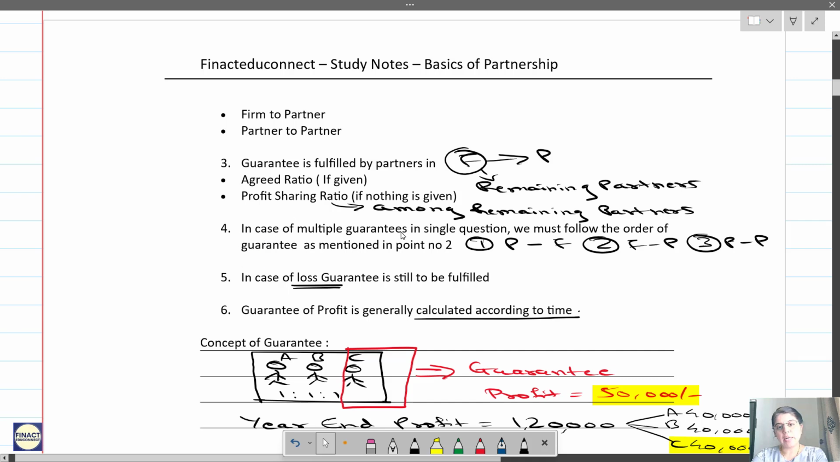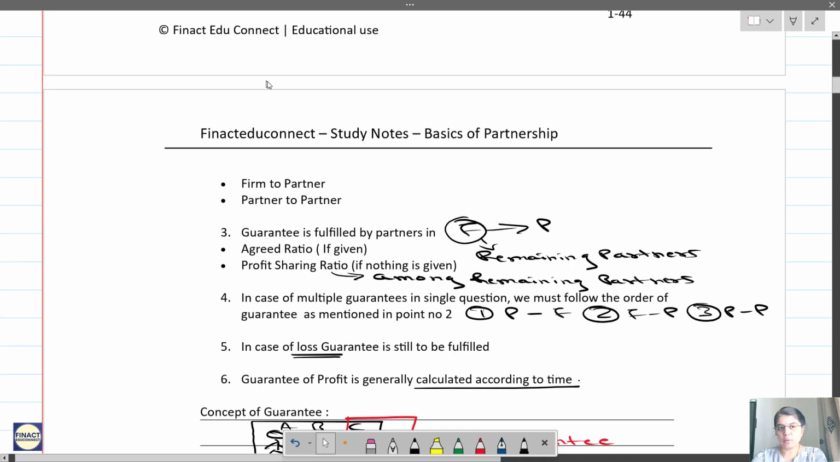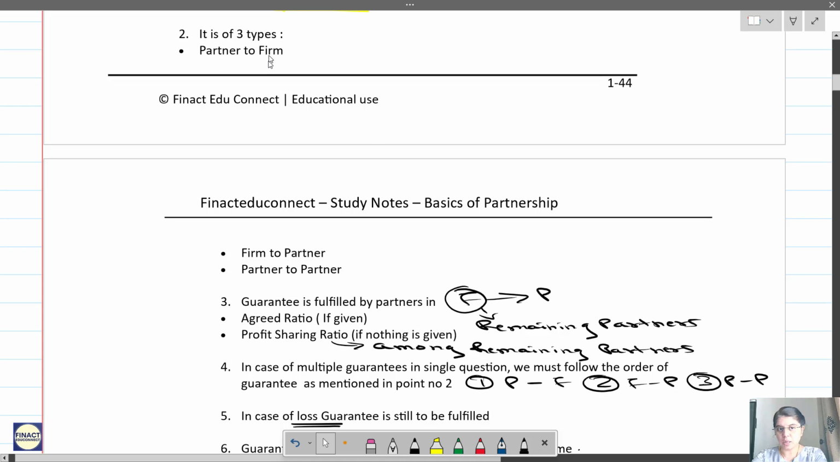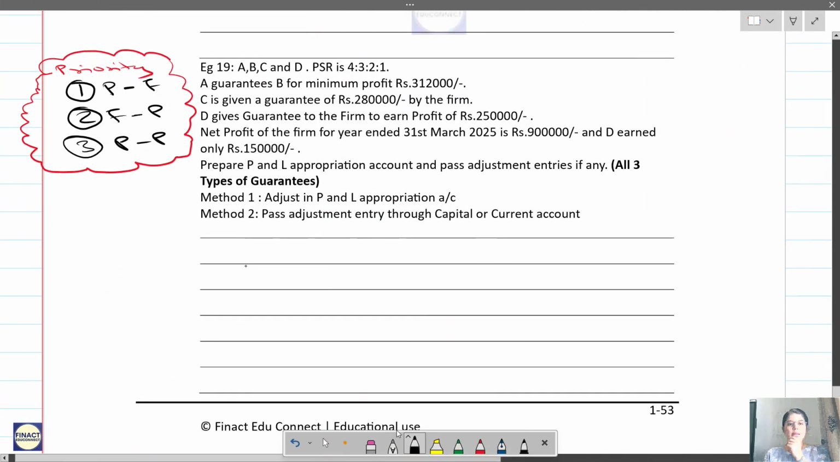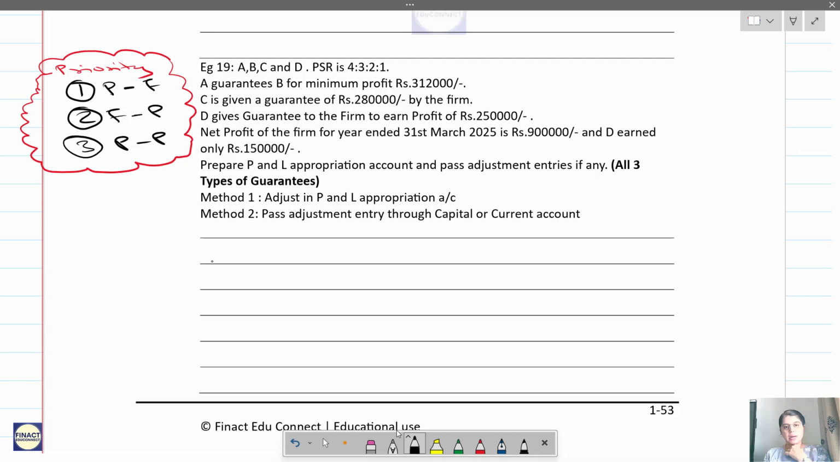In case of multiple guarantees in a single question, we must follow the order mentioned in point 2, that is partner to firm, and the same order is mentioned over here: partner to firm, firm to partner, partner to partner. You need to remember this by heart. Example 19. So see here, A, B, C, D are the partners and their profit sharing ratio is 4:3:2:1. A guarantees B a minimum profit of 3,12,000.